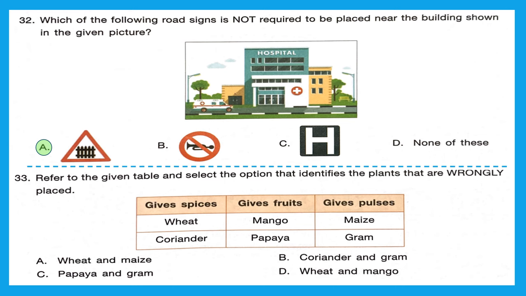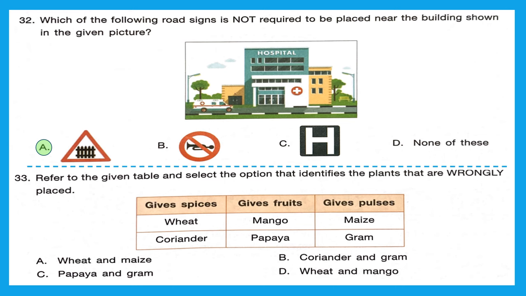So we have already got one plant which is not correctly placed. Wheat is the one which does not give spices to us. Coriander, yes, that gives spice. So wheat is the one which is wrongly placed. Just remember that. Mango and papaya, do they give fruits? Of course, and we enjoy them also. So it is rightly placed.